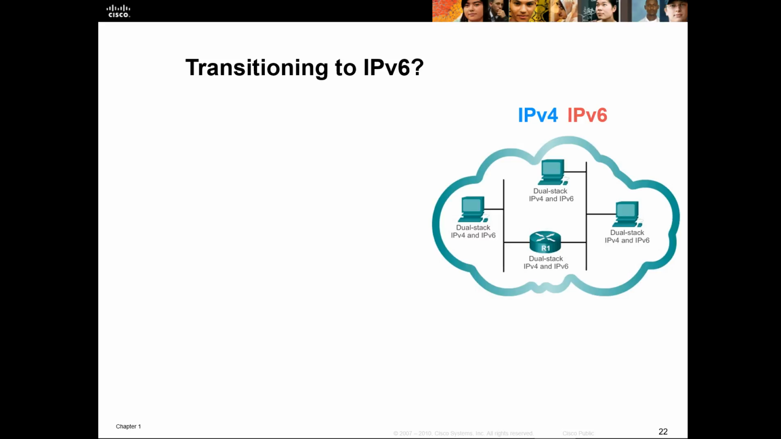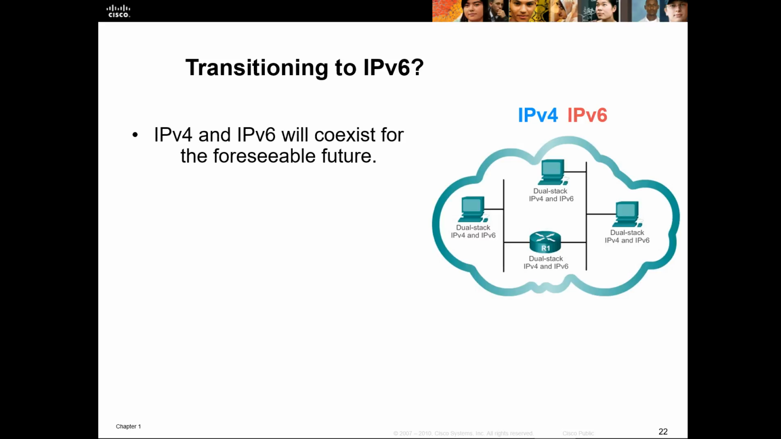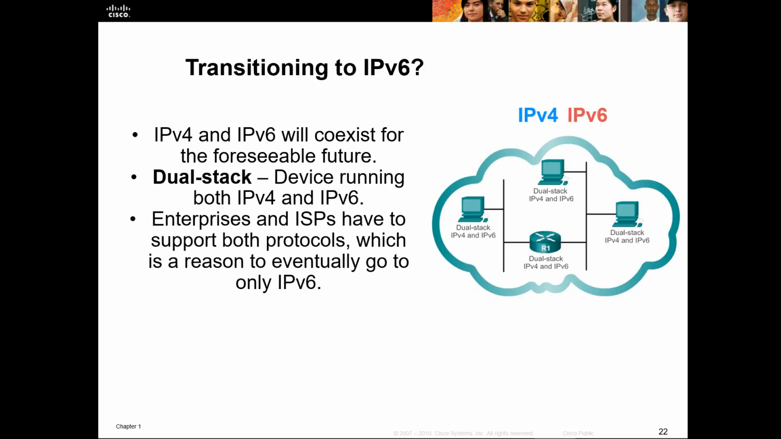These are separate address scopes. So we're not talking IPv4 morphing into IPv6. No. IPv4 and IPv6 are two separate address schemes. They will coexist for the foreseeable future. Dual stacking allows us to run both. Enterprises and ISPs have to support both protocols, which is one of the reasons why eventually we'll go to IPv6 only, but they still have to support IPv4 for at least a little while.